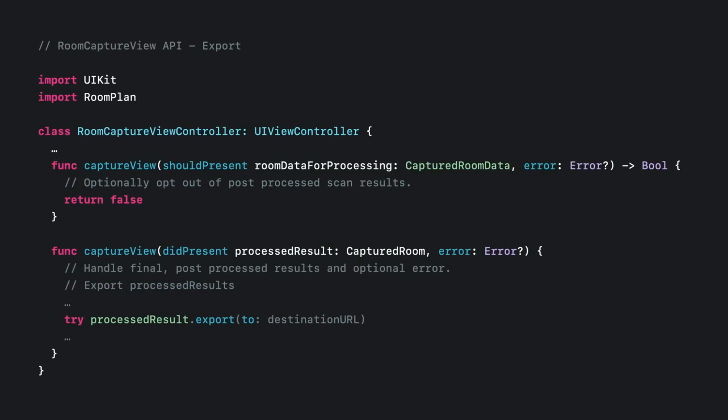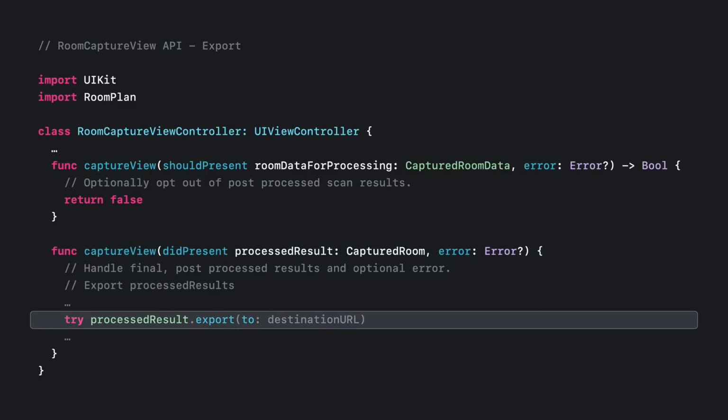Optionally, your app can adhere to our Room Capture View delegate protocol and opt out of post-process results in their presentation, or handle the post-process scan results once they have been presented. For example, you can export a USDZ of the results by calling the export function available on the provided captured room data struct.